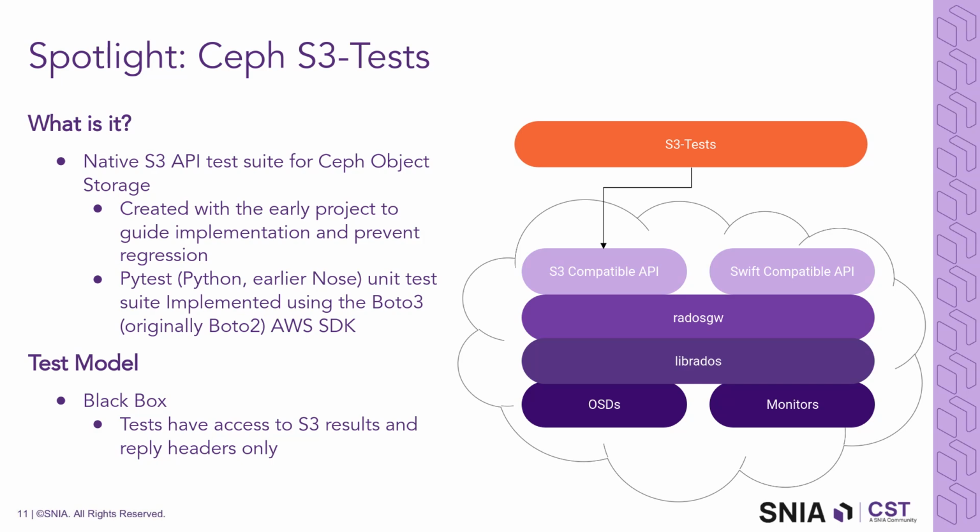So that brings us to the test model. It's fundamentally black box testing. The tests are written in terms of S3 results and reply headers. We can add custom headers. We're able to test what the API can show us. We don't look through to our backend implementation in any of this particular testing. We have other test frameworks to do that.